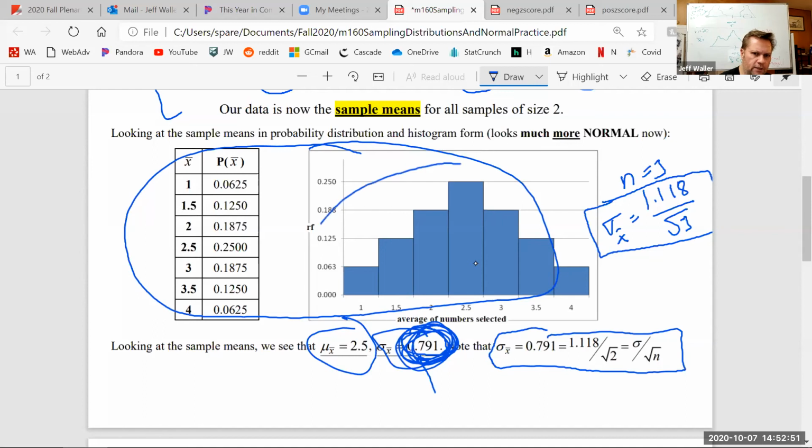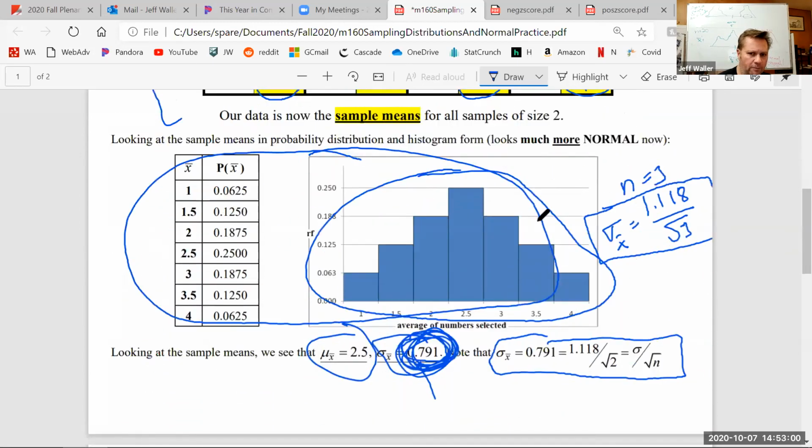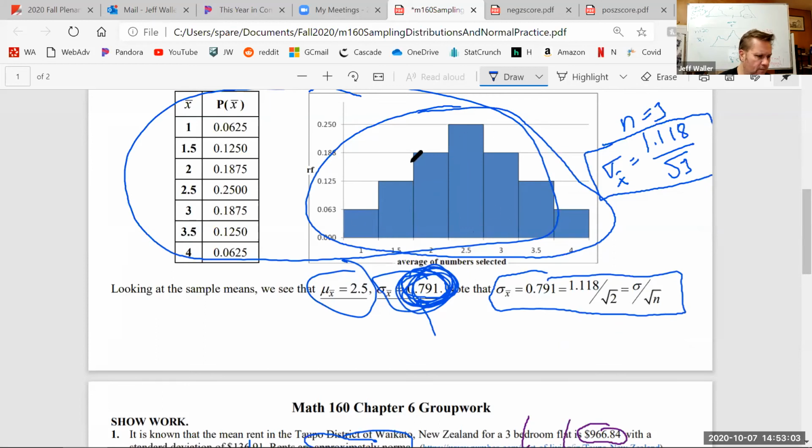And look at my new picture. Look at this new picture. Does that look more normal than it used to look? In fact, does it just look normal, period, this picture?